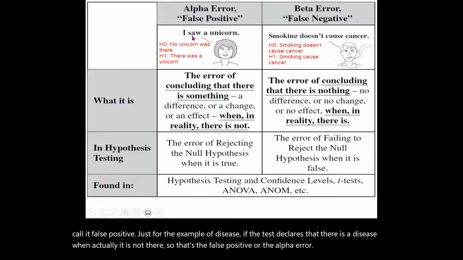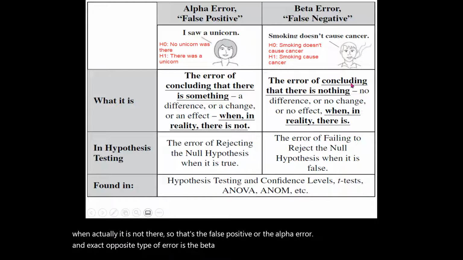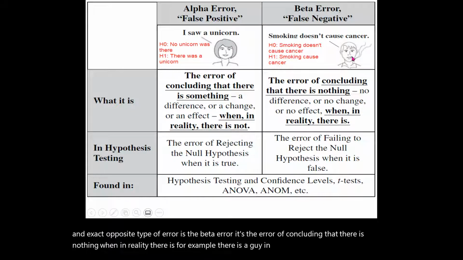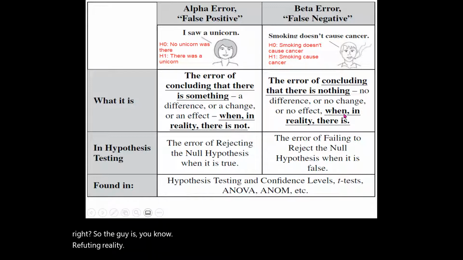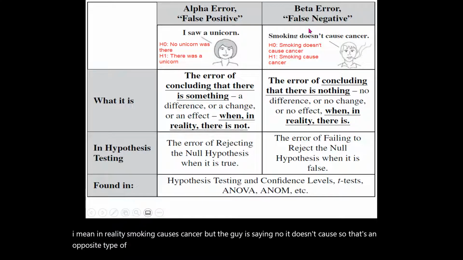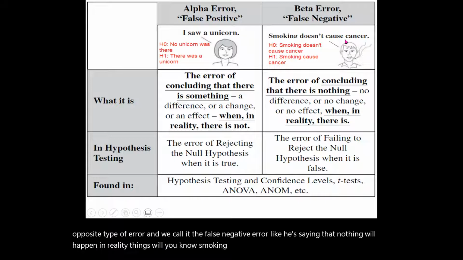An exact opposite type of error is the beta error. It's the error of concluding that there is nothing when in reality there is. For example, there is a guy in this picture who is claiming that smoking doesn't cause cancer, right? And let's say the reality is that smoking causes cancer, right? So the guy is refuting reality. I mean, in reality, smoking causes cancer, but the guy is saying no, it doesn't. So that's an opposite type of error, and we call it the false negative error. Like he's saying that nothing will happen. In reality, smoking will influence the likelihood of cancer. So this is called beta error, right?